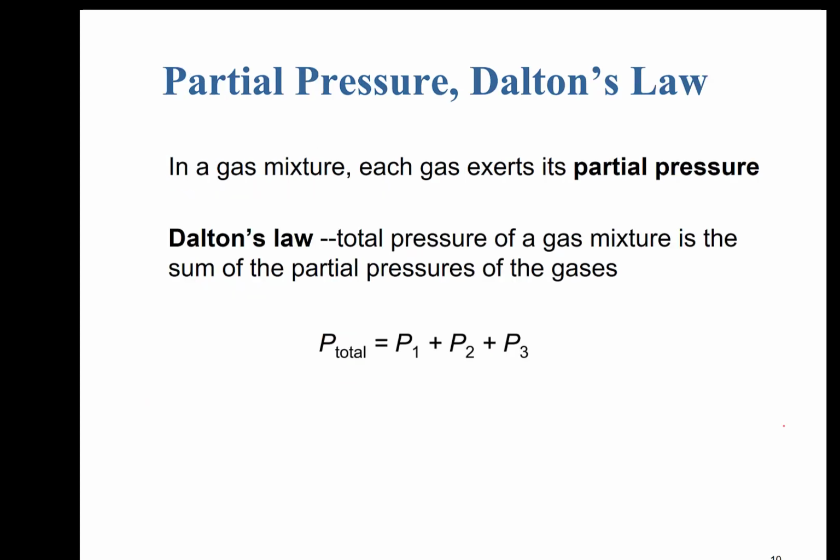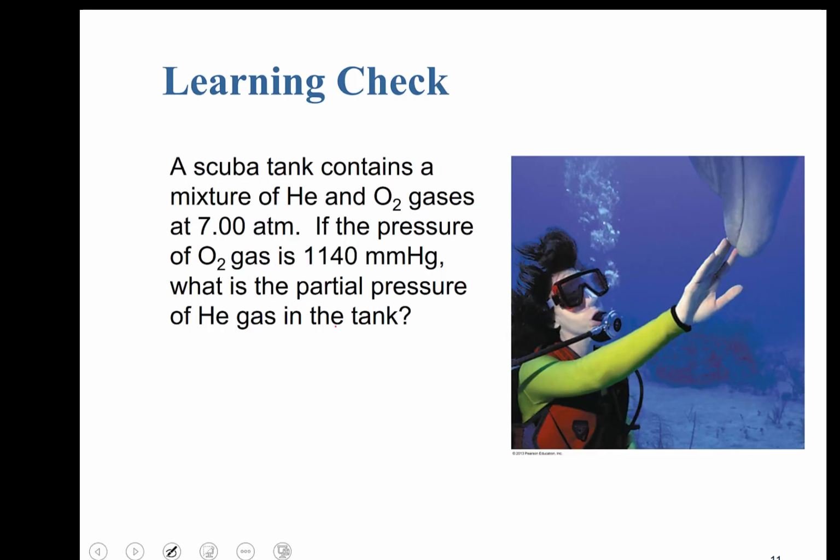Okay, Dalton's law. Dalton says that if you have a mixture of gases, the total pressure is the sum of all of the partial pressures. So let's say I have 3 gases, 1, 2, and 3. That means if you add up all their individual pressures, that's the total pressure in the flask. So in this case, I have a scuba tank, and I have helium and oxygen.